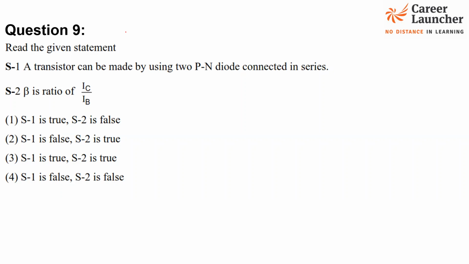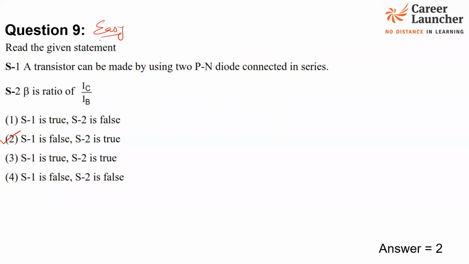Statement 1 is a transistor can be made by using 2 PN diodes connected in series, which is absolutely false. It cannot be made like that. Beta is the ratio of IC by IB, which is true. So my answer is option 2. These are straight textbook questions, right from the theoretical NCERT textbook, you can say. So this is a very easy problem.